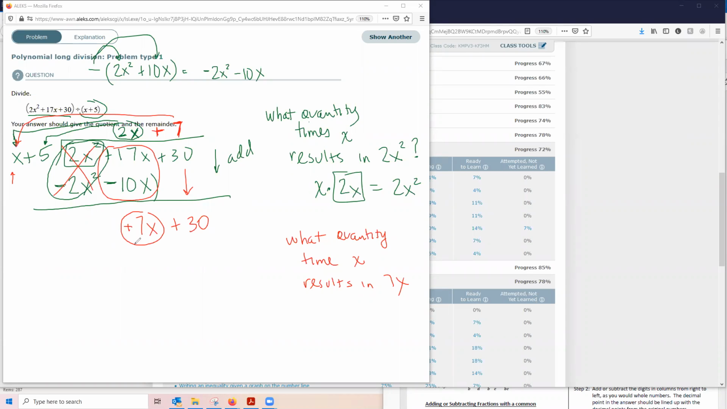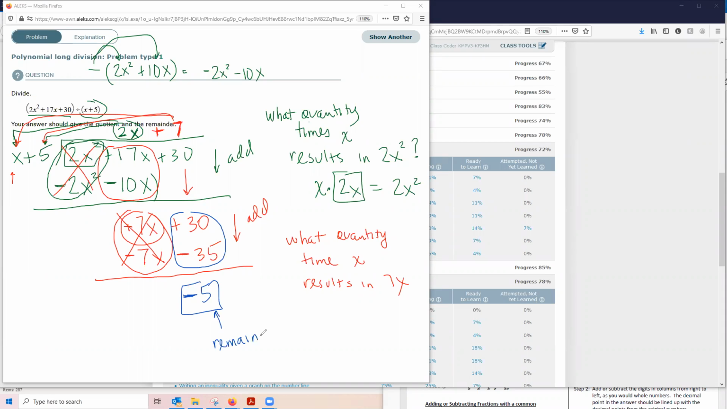7 times x is going to be the 7x, and 7 times 5 is 35. So I'm going to write that underneath here. But then what you do is subtract. But when you subtract, you're really changing the sign of each quantity inside the parentheses. So I'm going to change this to be a minus and a minus. Now I'm going to add straight down. The plus 7x and minus 7x cancel out. And when I add plus 30 and negative 35 here, I get a negative 5. Well, this negative 5 down here is what's left over. We call that the remainder.